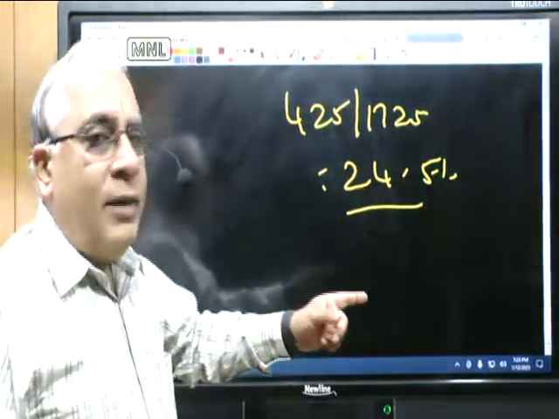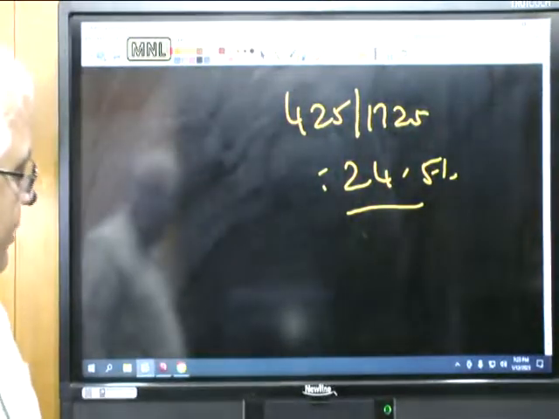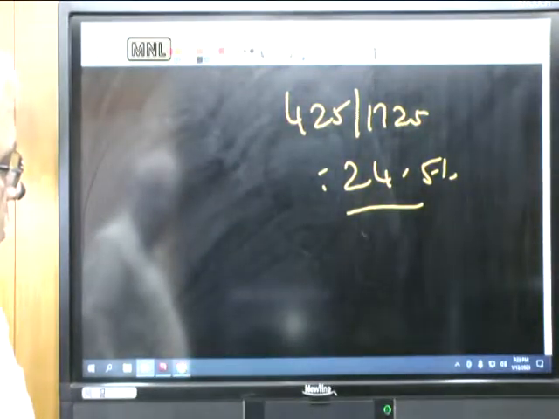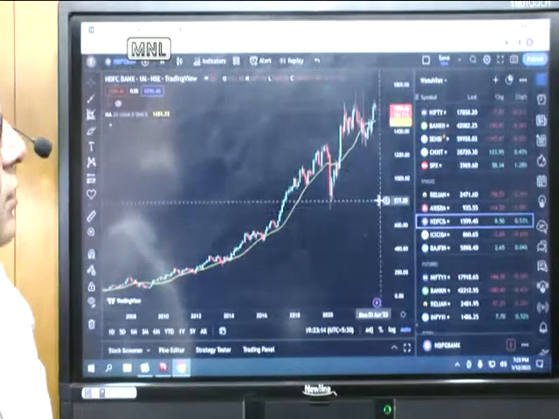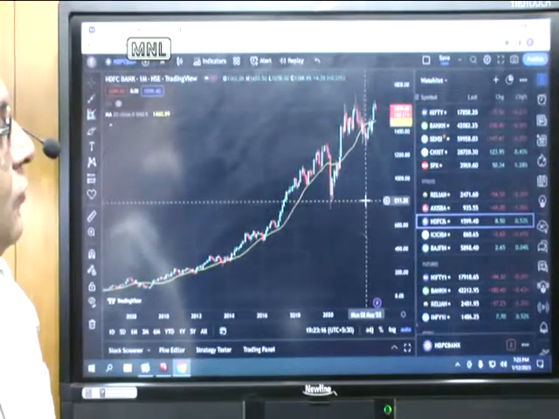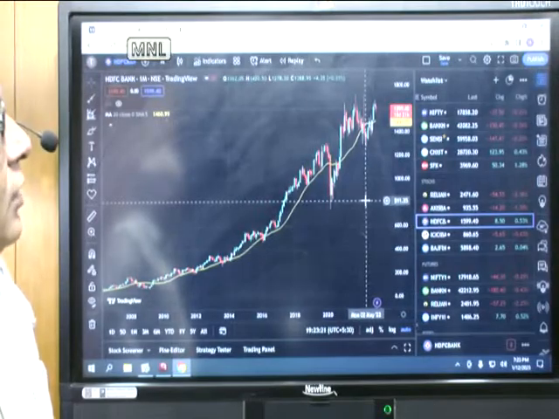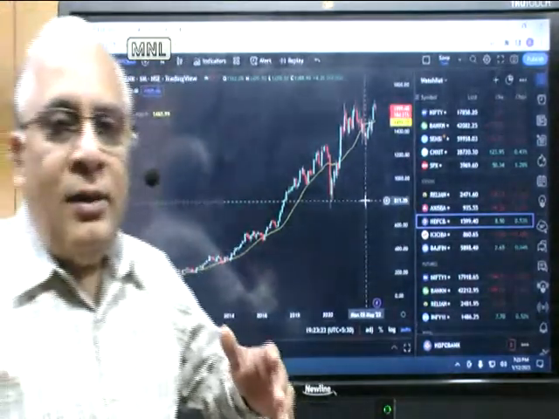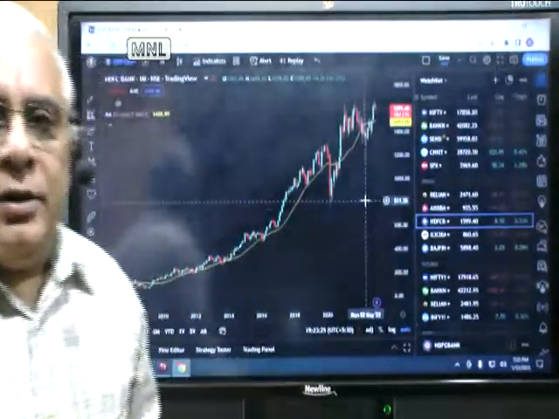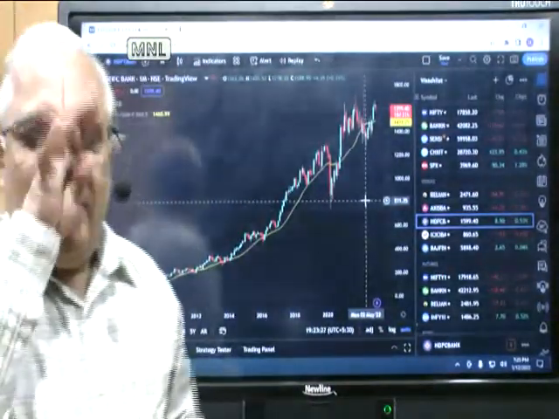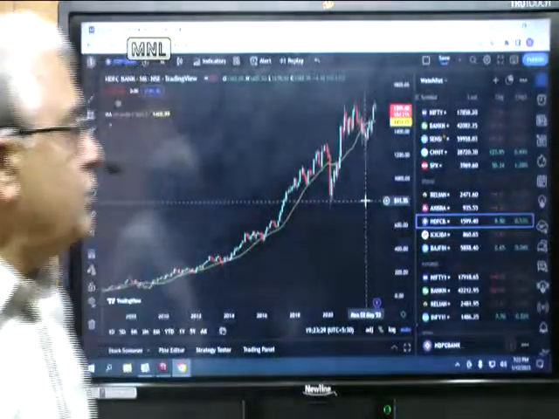So HDFC Bank also became a great investment at 1278. So ever since the last few months, I think the last 5-6 months, it has gone back almost to the same level, giving a return of 20-25%, right? So this is the place where the investment potential comes.